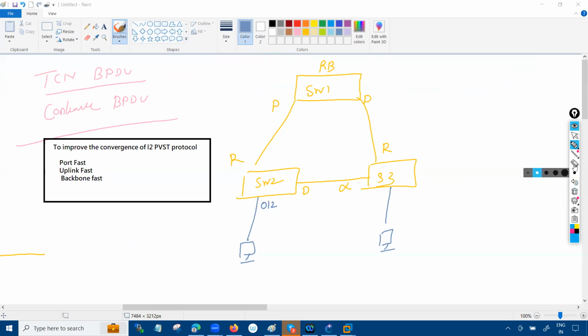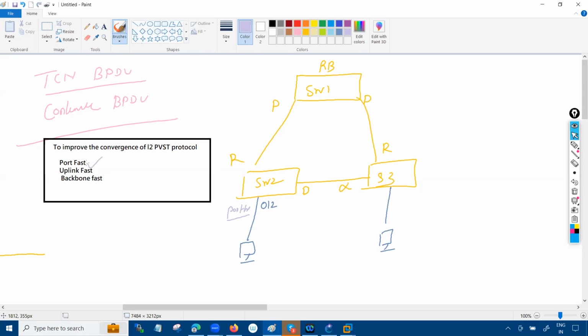To improve this convergence, I can implement a feature there. It's called PortFast. With the help of PortFast, two things will happen. First of all, it will skip the listening and learning states. And the second thing is that it will never generate the TCN BPDU. If this link goes down and up, it will never generate the TCN BPDU to the root bridge. Never. So that is the first thing, we are done with PortFast.